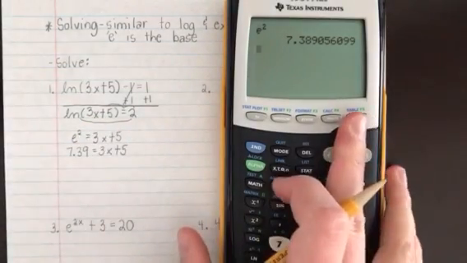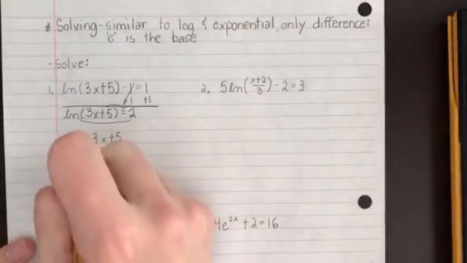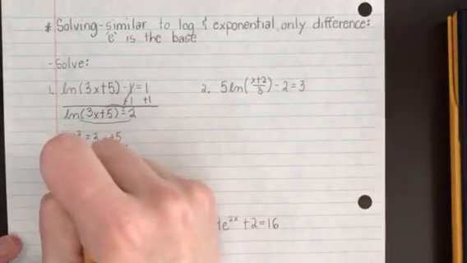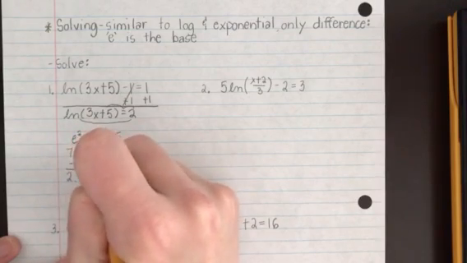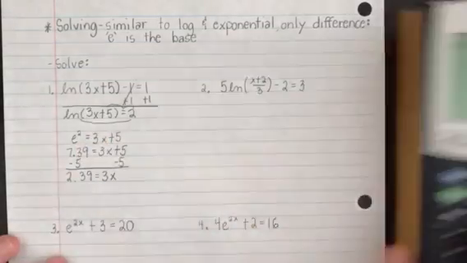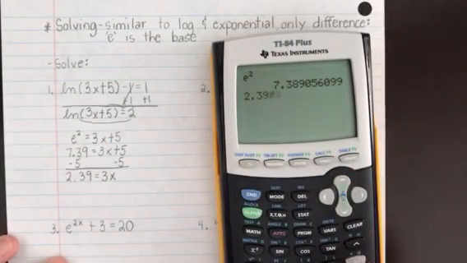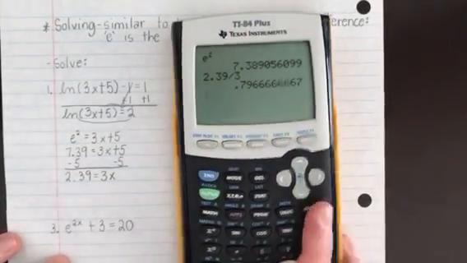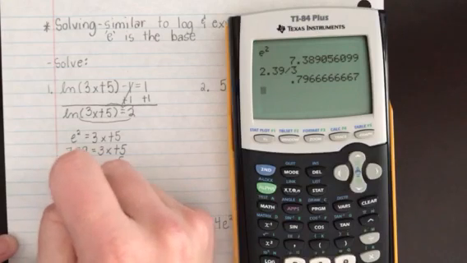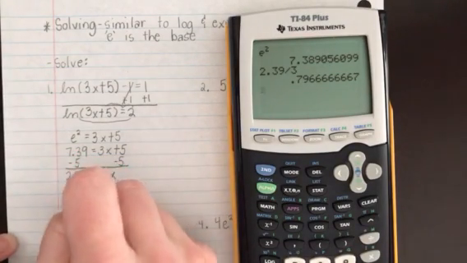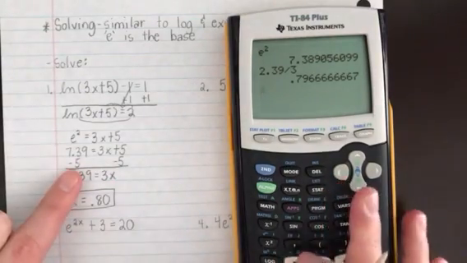So then subtract 5 from each side. You get 2.39 equals 3x. Divide by 3. 2.39 divided by 3 gives me 0.79666666. So 0.80. So x equals 0.80, and I divide both sides by 3.